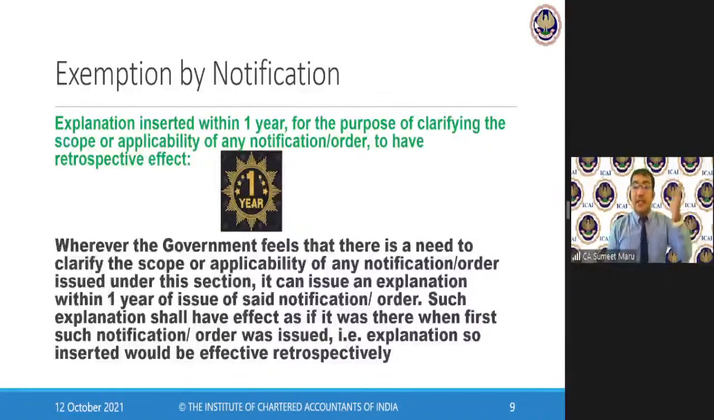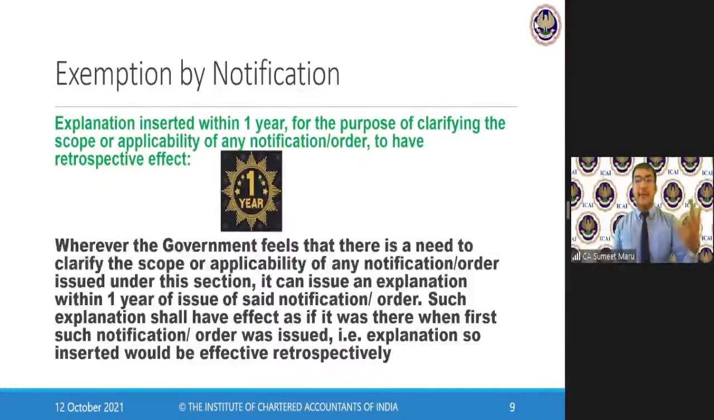See, an explanation inserted within a year for the purpose of clarifying the scope or applicability of any notification or order can have retrospective effect. So even if the government comes within a year, say 9 months, 10 months, 11 months, the explanation can have a retrospective effect. So whoever has taken a wrong benefit of that exemption has to again pay the tax, because the explanation given here has a retrospective effect right from the date of notification.